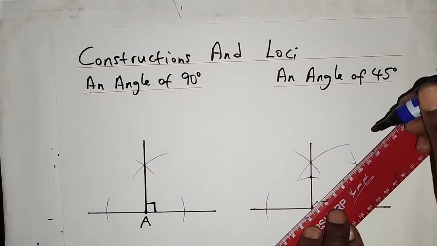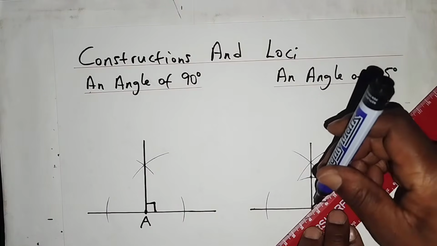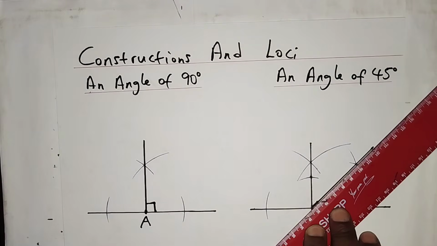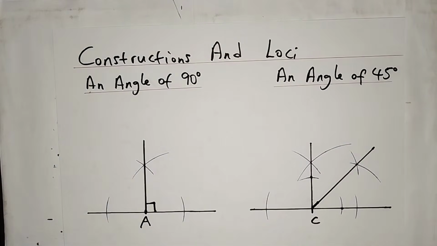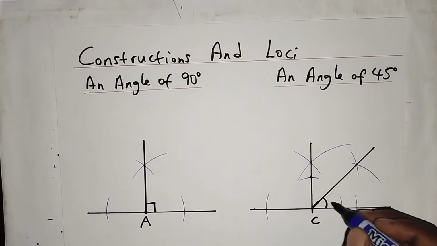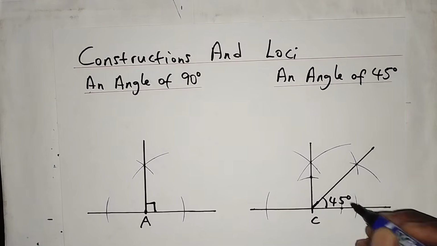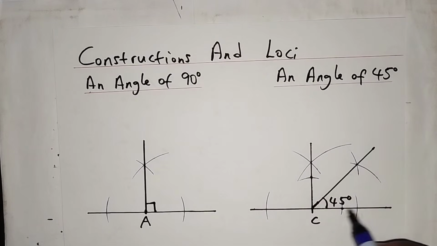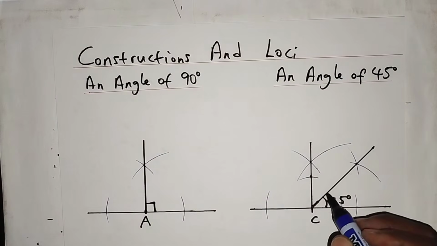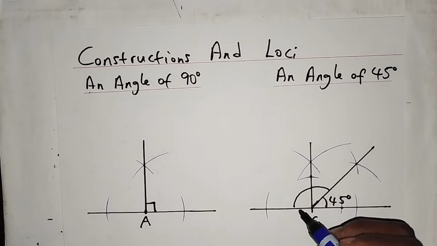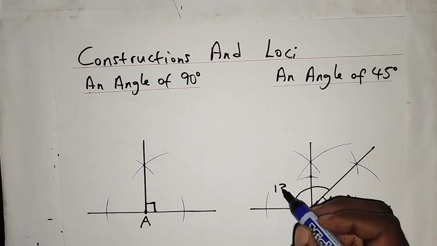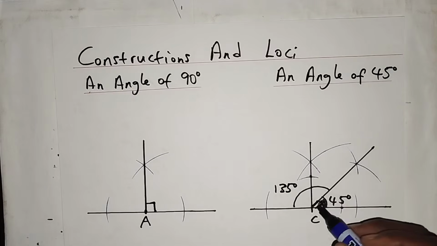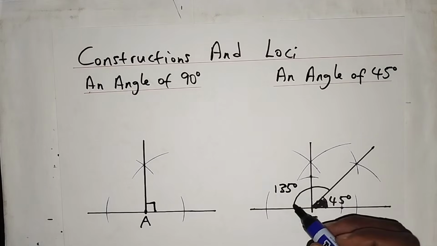Now I'll draw a straight line through the point of intersection of the arcs. So now it's an angle of 45 degrees. So if this is an angle of 45 degrees, remember this is a straight line, so it is a straight angle of 180 degrees here. So it means this other angle here is 135 degrees, because I simply say 180 minus this 45 degrees, and then I will remain with 135 degrees.